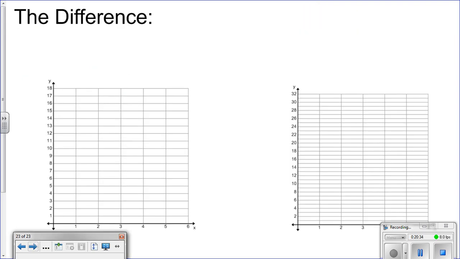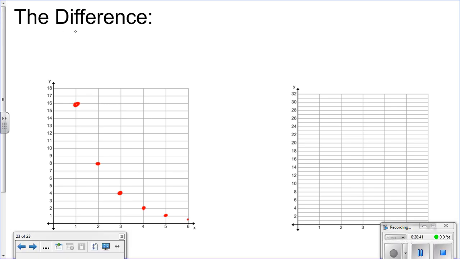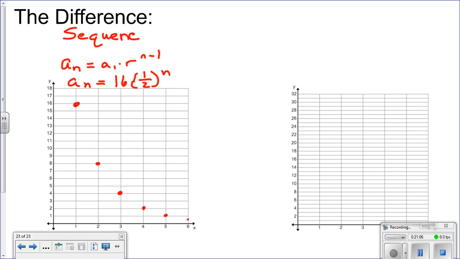So basically, the difference between the two, so if you have a sequence, I've already put the dots on there. If you have a sequence, the formula for this one, this is the question right before, a sub n is equal to first term, so a sub 1 times your ratio to the n minus 1 power. So this would be a sub n is equal to 16 times 1/2 to the n minus 1 power.